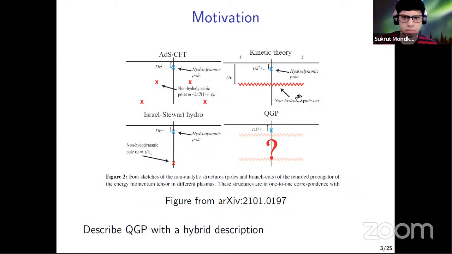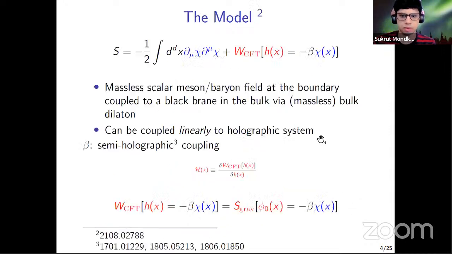Even though these theories describe different aspects of heavy ion collisions, the QGP itself can have a very different non-analytic structure. So we would like to see how the non-hydrodynamic modes change when we couple a weak description, like kinetic theory, with a strong description, like some strongly coupled holographic theory. As a first step, instead of kinetic theory, we just couple a massless scalar field with a strongly coupled holographic theory. That is the model that I will describe now, which is in the paper.